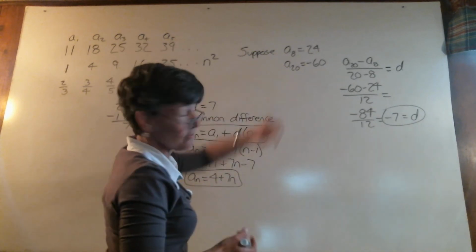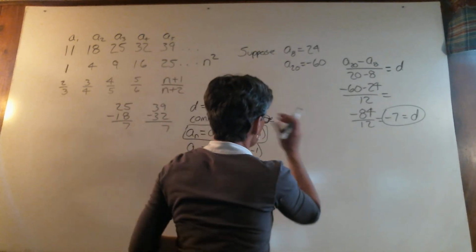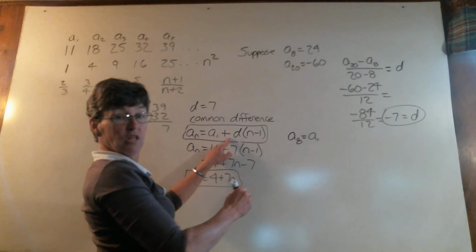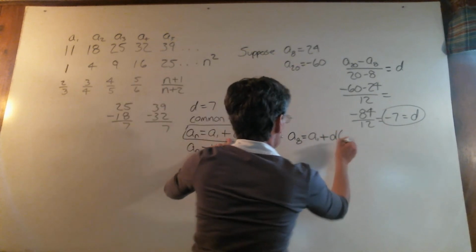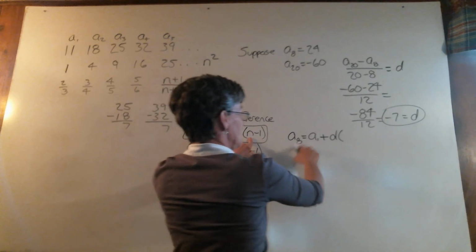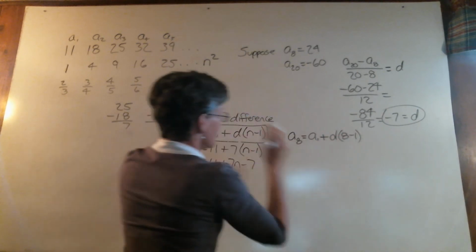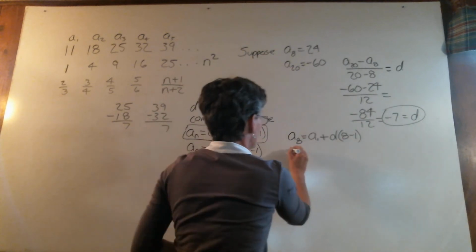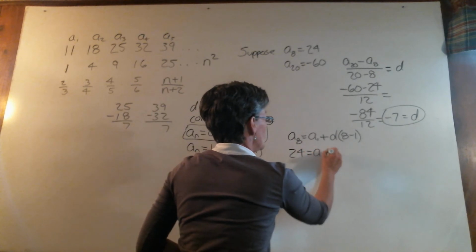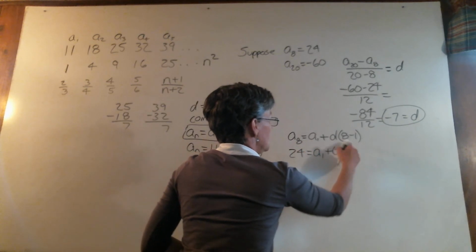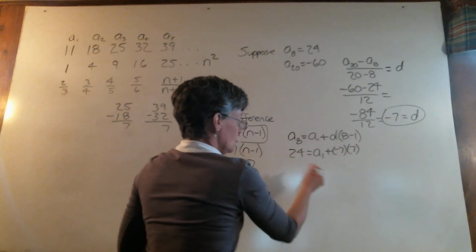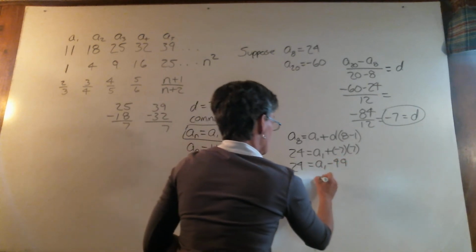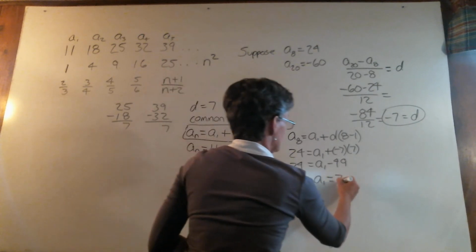Now I still need to get a sub 1. To get a sub 1, I pick either one of these. So I'm going to pick a sub 8. And a sub 8 is supposed to equal a sub 1 plus my D times n minus 1. Well, n is 8 this time, 8 minus 1. So I found D right there, and I know a sub 8. A sub 8 is 24. So 24 equals a sub 1 plus negative 7, and then 8 minus 1 is 7. So this is 24 equals a sub 1 minus 49. When I add 49 over here, then I get that a sub 1 is 73.